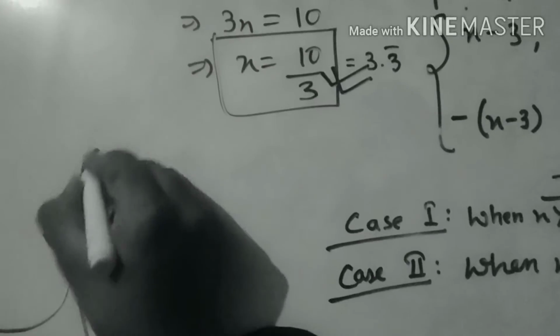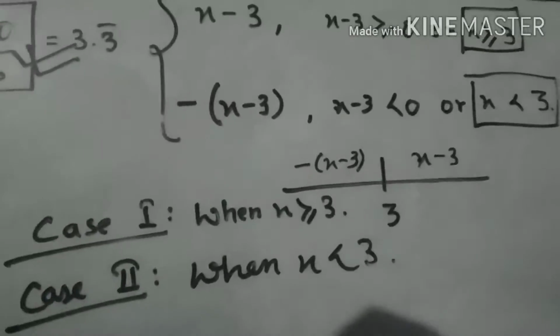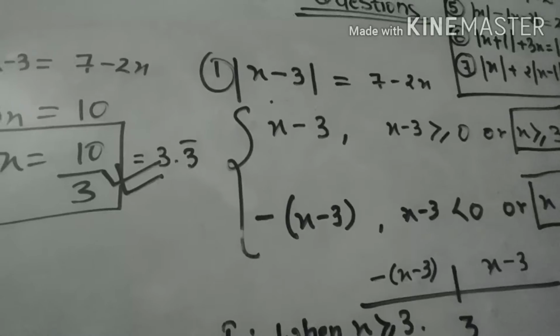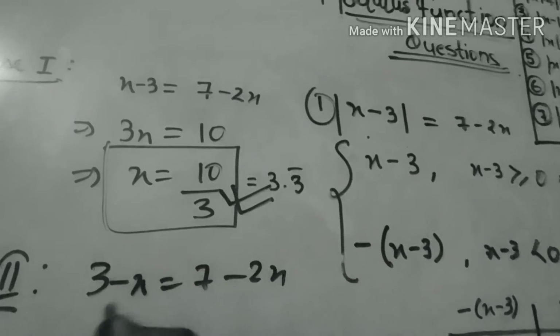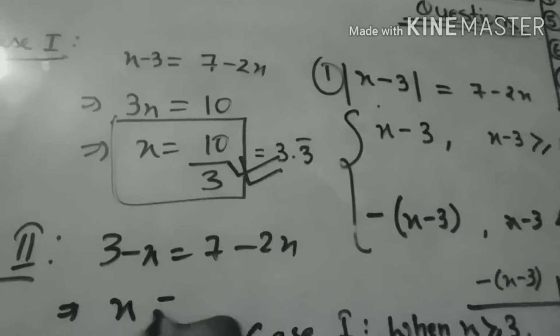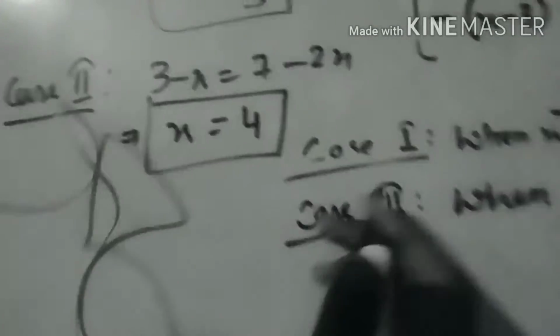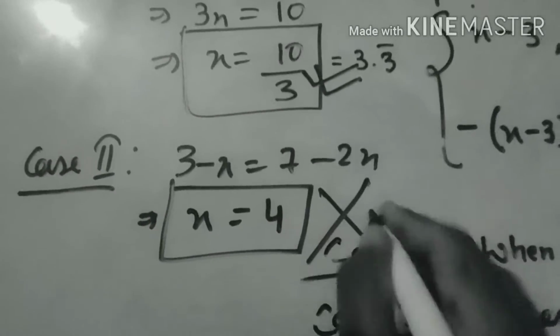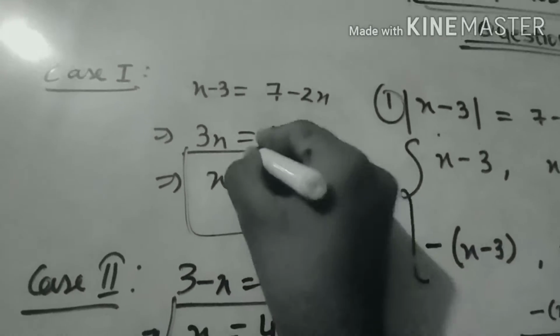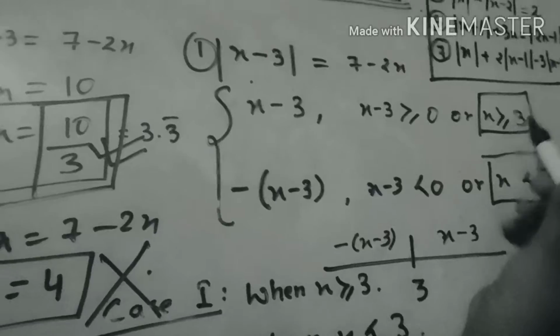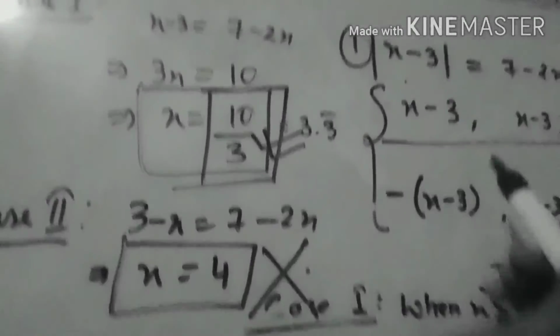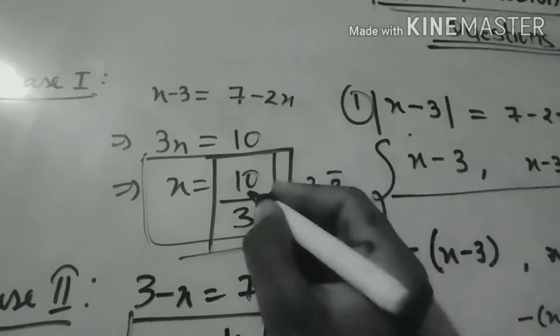Now we'll see case 2, where x must be less than 3. When x is less than 3, the value of modulus x minus 3 is minus of the whole x minus 3, which can be written as 3 minus x equals 7 minus 2x. We'll take minus 2x here. It will be x equals 7 minus 3, that is 4. X equals 4, but the condition is x must be less than 3, and 4 is greater than 3. So this cannot be the value of x. The value of x can be only 10 by 3, which satisfies the condition of being greater than or equal to 3. So the value of x is 10 upon 3.